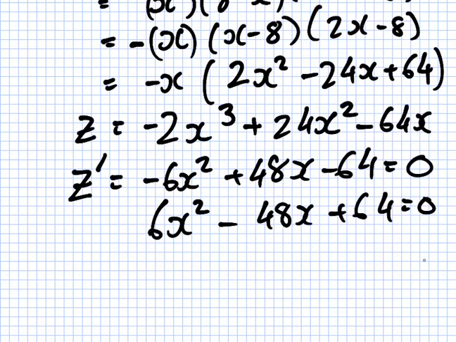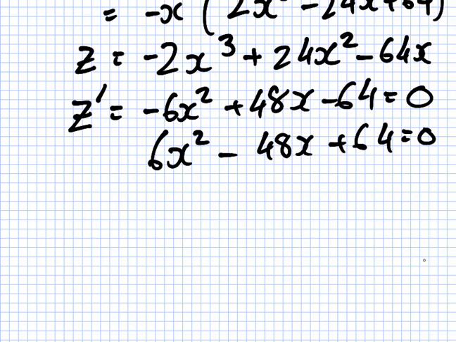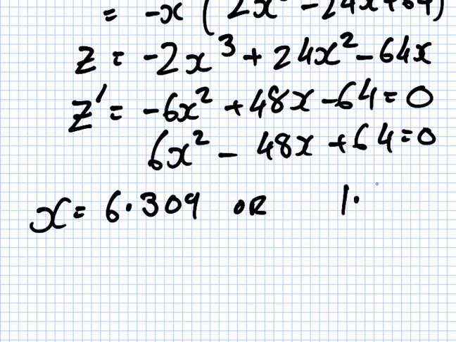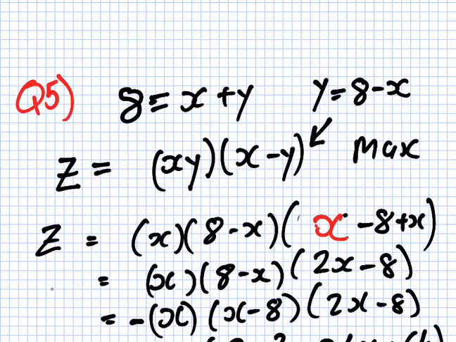Okay, so A is 6, B is minus 48, C is 64. Yeah, and I get two answers here. I get x equals 6.309 or 1.691. Now to find the y is easy because just remember that y is 8 minus x.